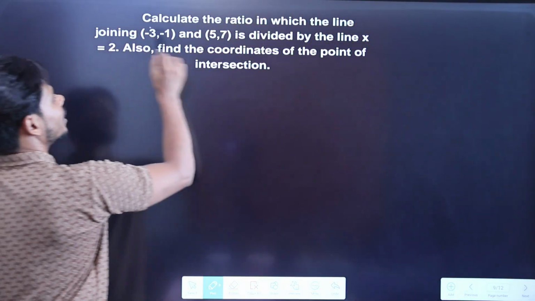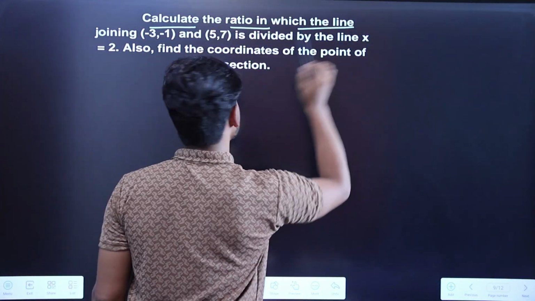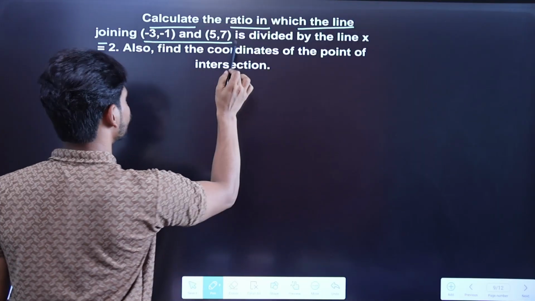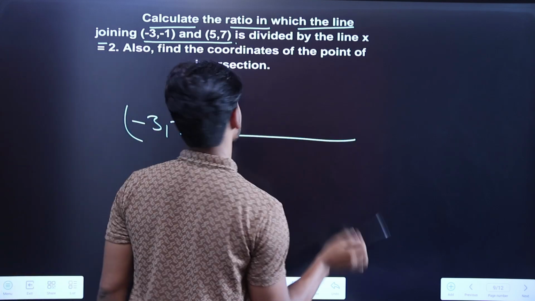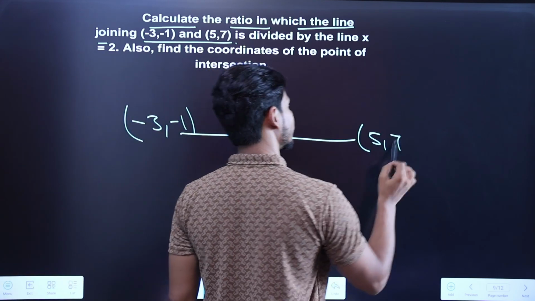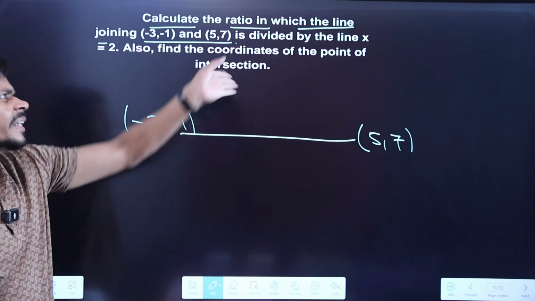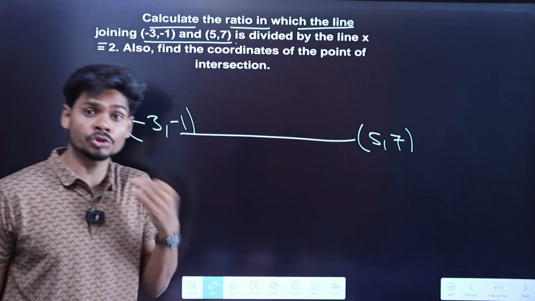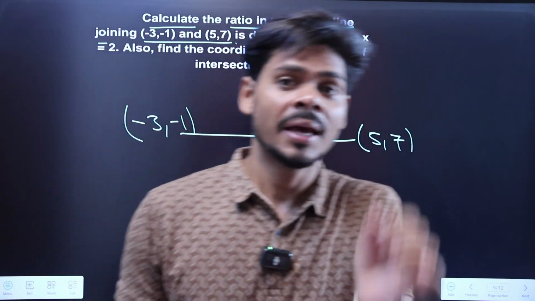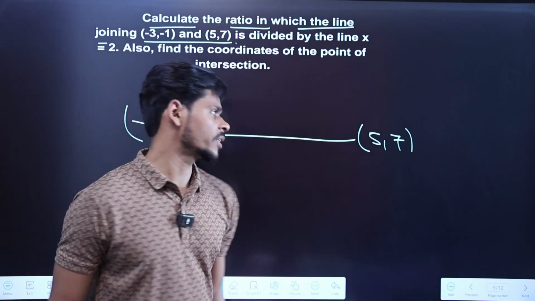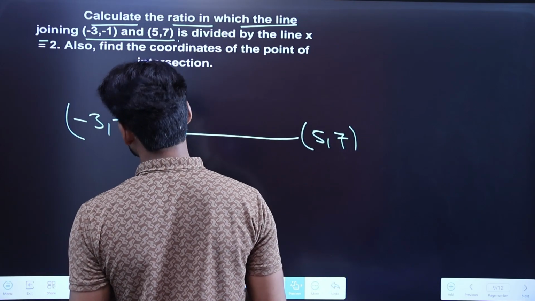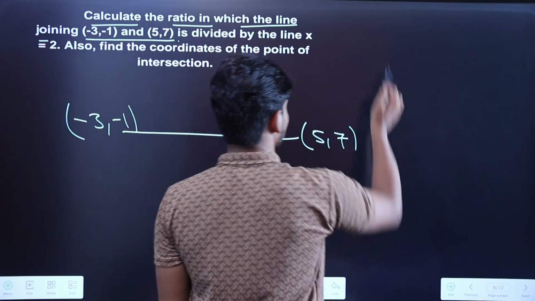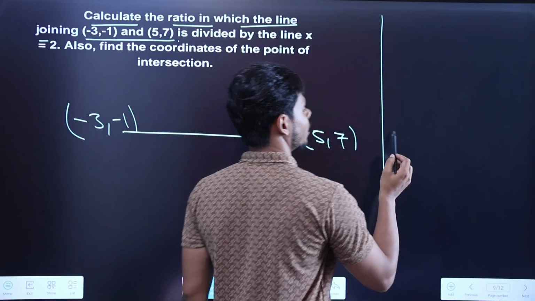Calculate the ratio in which the line joining these two points, minus 3 comma minus 1, and 5 comma 7, is divided by the line x is equal to 2. What does it mean? That's what you have to understand. First of all, you have to understand what the graph of x is equal to 2 is, then you will get to know easily.